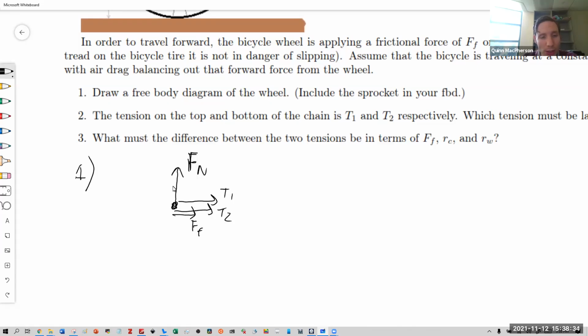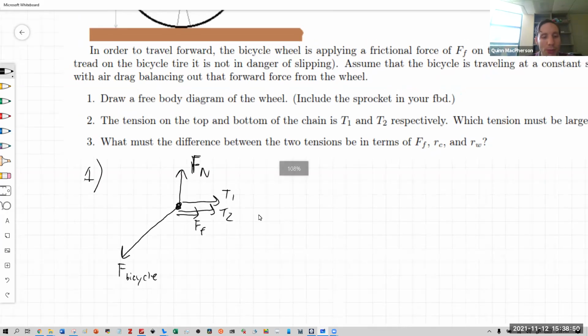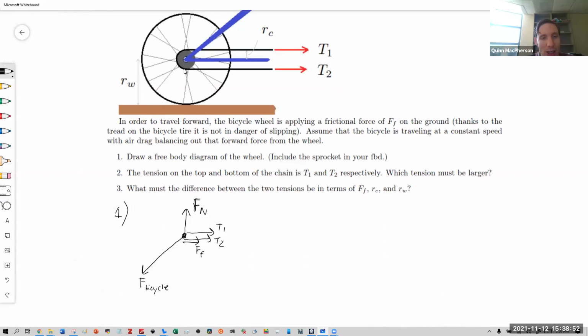We clearly need one more force because these aren't balanced and the wheel is moving at constant speed, so the forces need to be balanced. Sum of forces must be 0. We have a big force down here. I'm going to call this force bicycle. This is the force from the blue frame, pushing back on the axis. Makes sense because that means that the wheel pushes the opposite direction on the frame, aka it holds the frame up and pushes it forward. Okay, so that's question number 1.